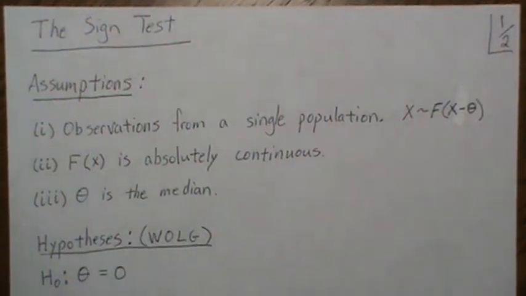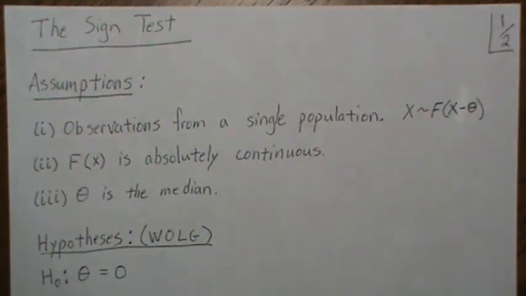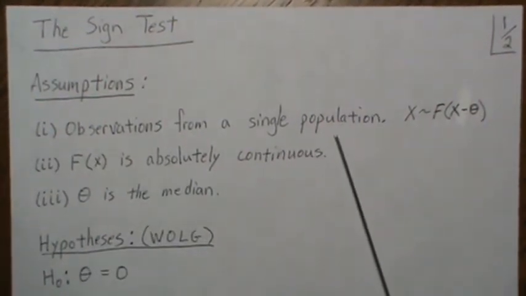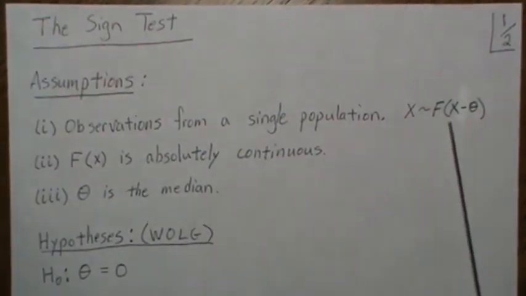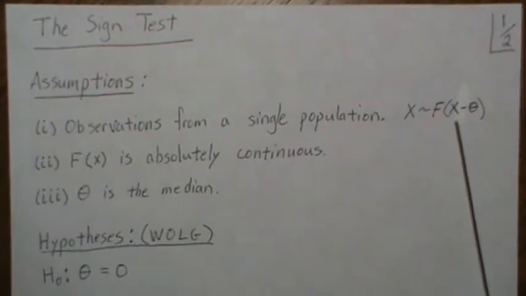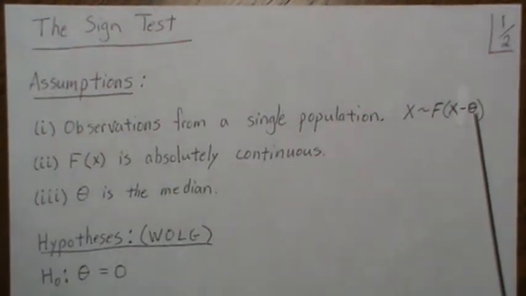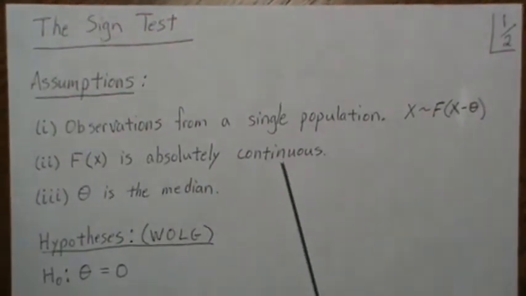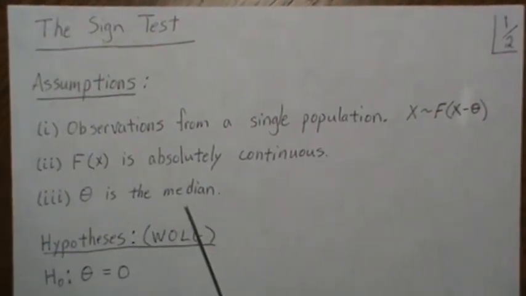Hello, in this video we're going to look at the sign test, or specifically the univariate sign test. In the next video we'll look at the multivariate sign test. But in this video, the assumptions are that our observations are from a single population, so X is distributed with some F, and this is the parameter of interest, the shift parameter. F is absolutely continuous and theta is the median.